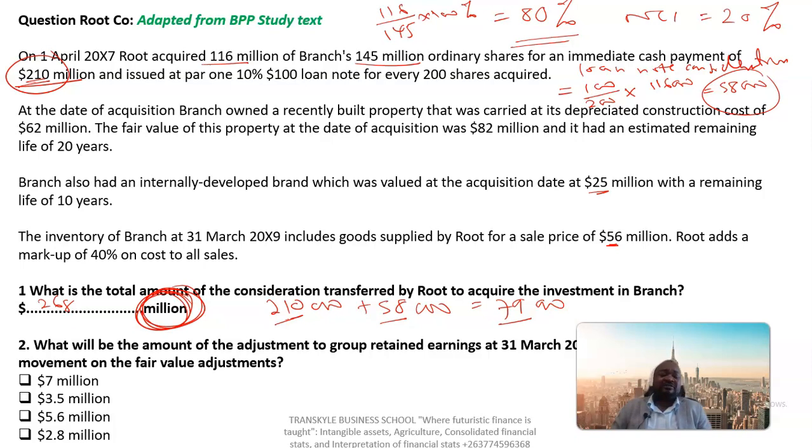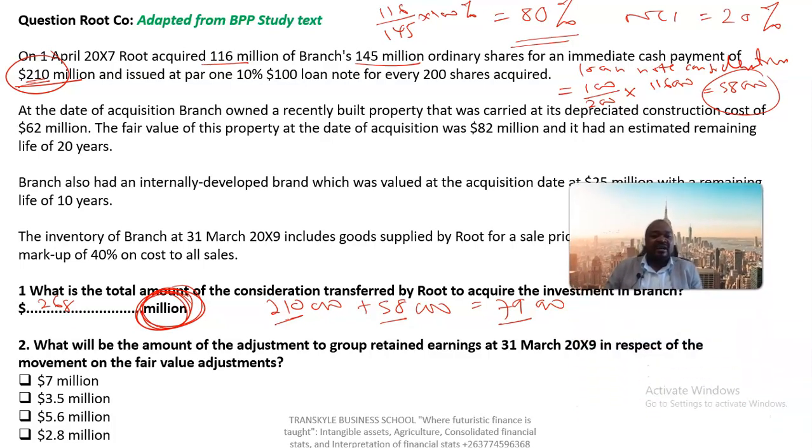So sometimes, when you read the first paragraph, you have to go to the question requirements, because you won't always have enough time to do the jigsaw puzzle. You just have to go straight and ask the question as you proceed reading the scenario. All right, so the second requirement is saying what will be the amount of the adjustment to the group retained earnings at 31st March 2029 in respect of the movement on the fair value adjustments.